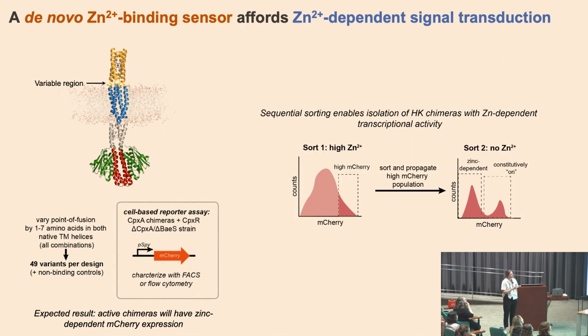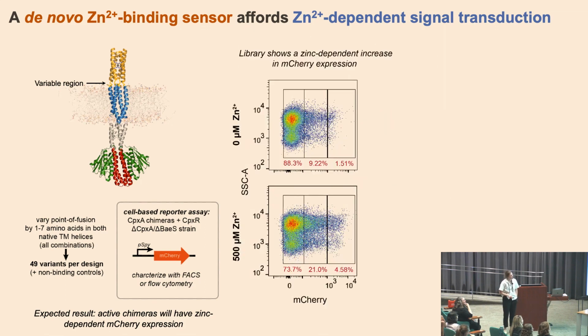And so in order to parse through this library in an unbiased way, I set up a sequential sorting experiment where I can first propagate the cells in the presence of high zinc, take the highest mCherry population, which should be the most active kinases in their most active state, and then propagate that in the absence of zinc. And what we expect to see is a left shift in the population if those kinases are truly zinc dependent and are turning off mCherry expression. And excitingly, we had no idea if this was gonna work, but it ended up working and that's what we observed. So these are the dot plots from the flow cytometry experiments in the absence of zinc and the presence of zinc with mCherry on the x-axis.